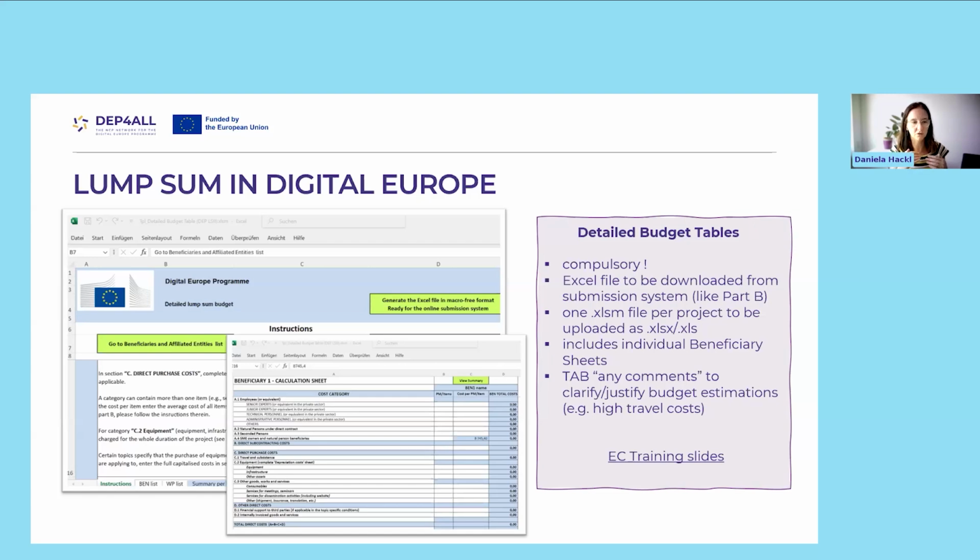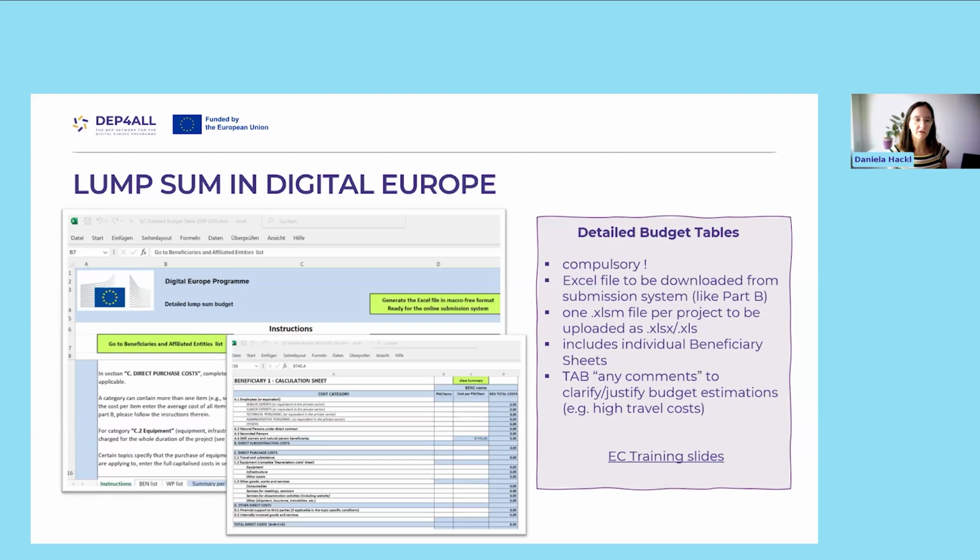So when you go to the funding and tenders portal to the topic and you start submission, you enter the submission system, and this is the place where you can download the part B, the proposal template, which you have to use to write your proposal, and as well this Excel file with the budget tables. So this is compulsory to fill in, and you have to upload it also in the submission system.